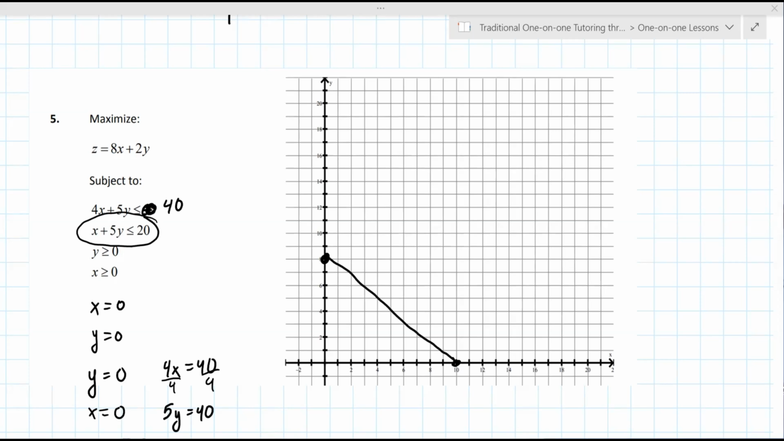I think the x is 4 and the y is 5. When x is 0, y is 4. That's for sure. But when y is 0, that 5y goes to 0, so it's just x equals 20.